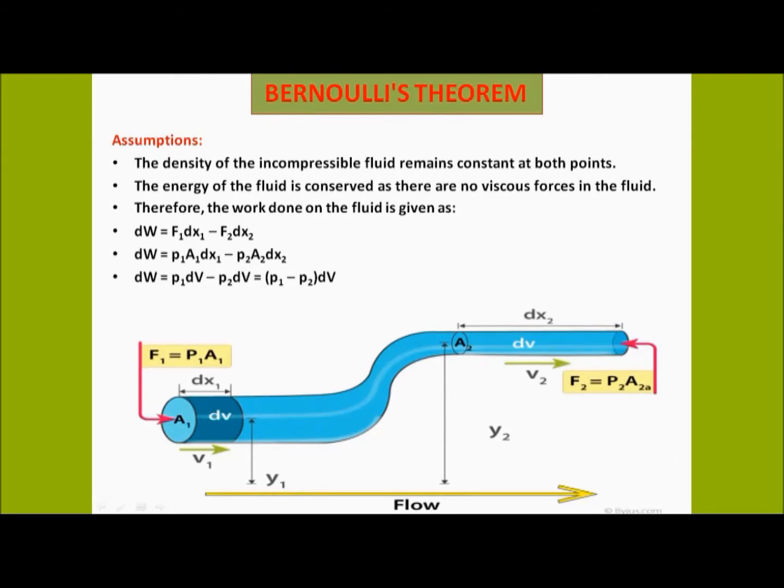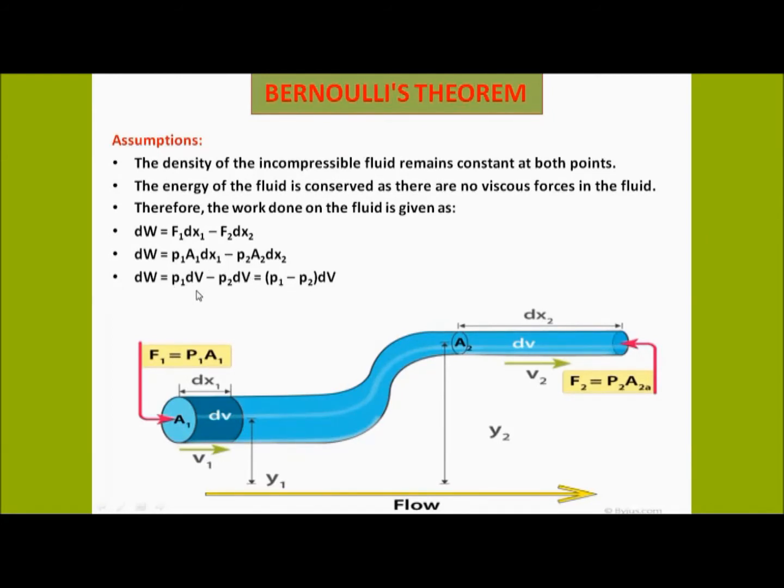Now we know that force can be written as pressure applied over the area. Thus F1 can be written as P1, the pressure 1, into A1, the area of cross section. And dx1 is the distance; similarly A2 dx2 P2. Now here we simply take out P1. Area into distance is nothing but area into length, and area into length is the volume.